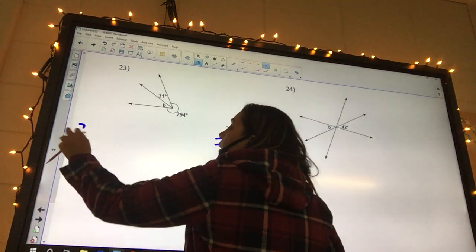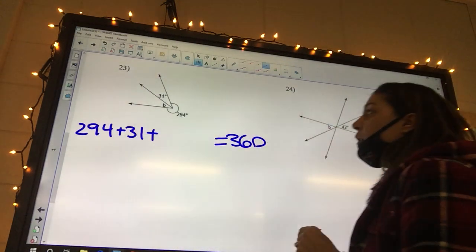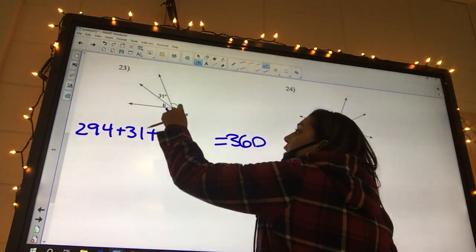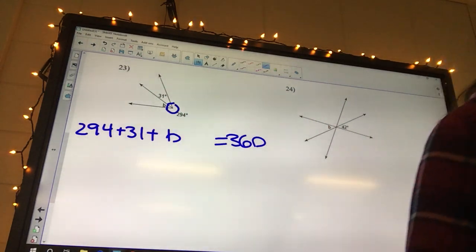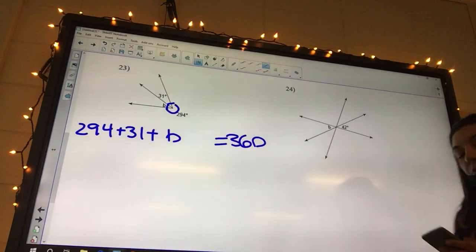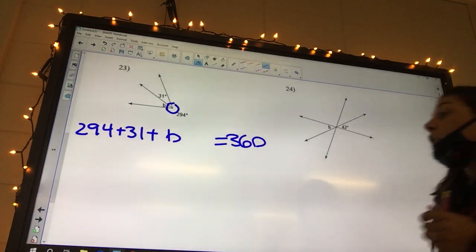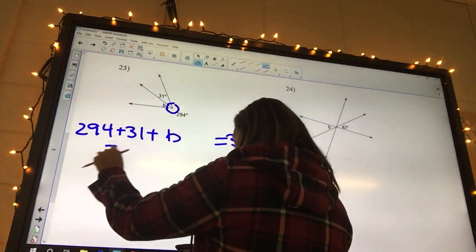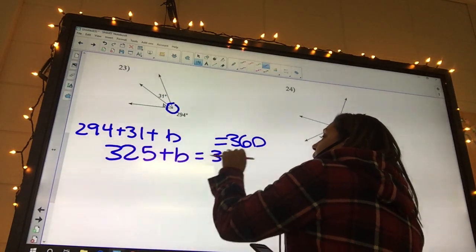294 plus 31 plus what else? B. Yeah, you could take this one plus this one plus this one, and you can clearly see I've drawn a circle around it. So now I got 294 plus 31 plus B equals 360. What do I need to do first? 294 plus 31. Okay, so I'm going to have 325 plus B equals 360.